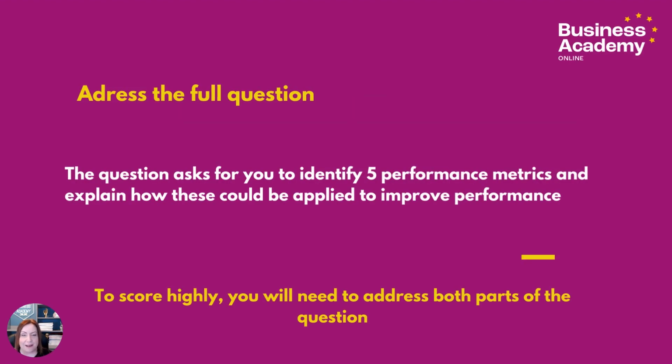However, just a little caveat here. You need to address the full question. It's asking you to identify 5 performance metrics, so 5 areas that you're going to measure, but it also asks you to explain how these could be applied to improve performance. So you need to do both of these things to attract marks. Now you can do these one after the other. I've done it per performance metric. I've said how that could be used to improve performance. Or you could give the 5 performance metrics and then say how they could all be applied to improve performance. So it's up to you. This is just one suggested way.